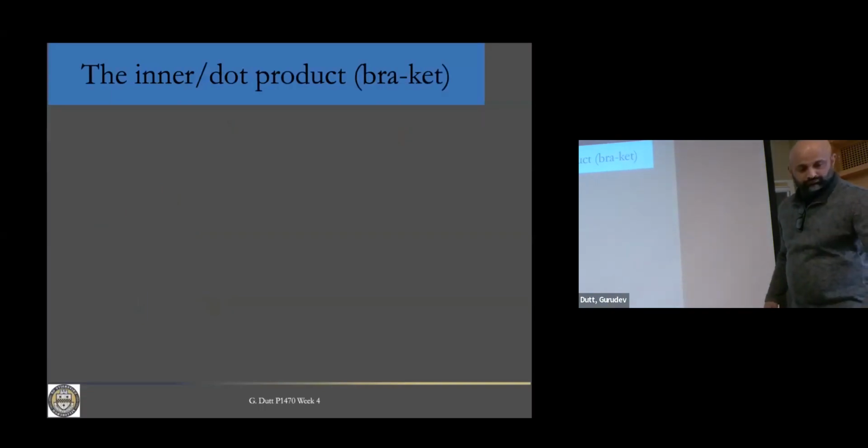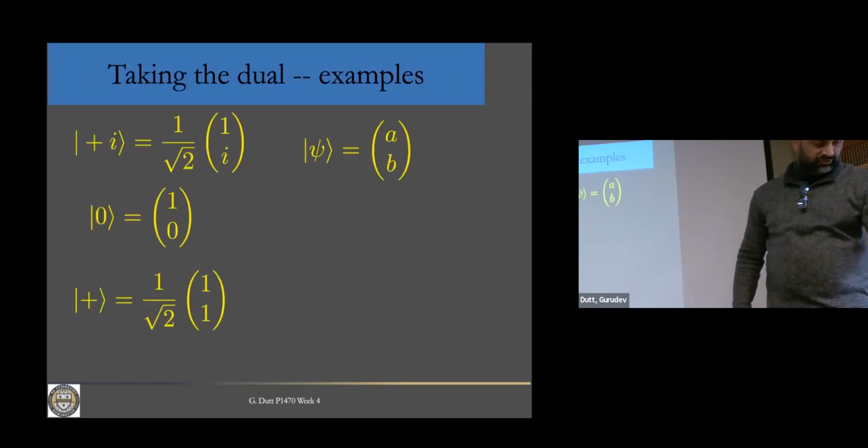So we've introduced two types of vectors: column vectors corresponding to the kets, and the row vectors, or the dual vectors, the bra vectors, that correspond to these types of states. Did I miss anything in the previous slide? Yeah, we did all those examples. Very good.